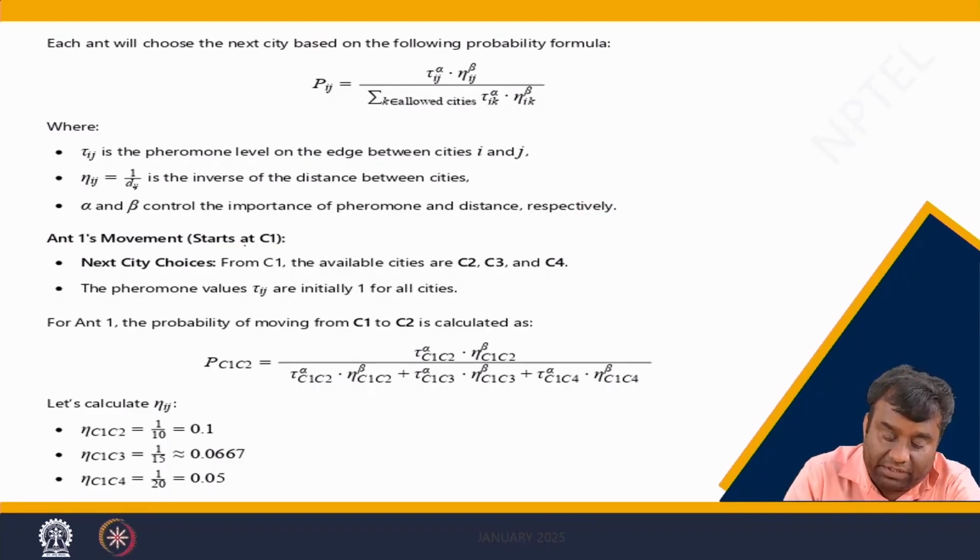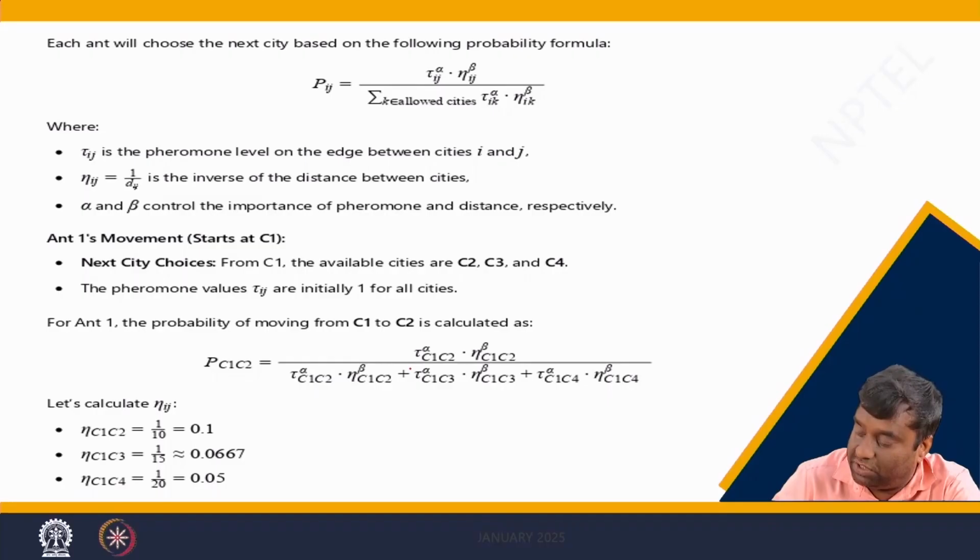So ant 1 movement starts at C1. The next city we need to choose by probability. From C1, the available cities are C2, C3 and C4, so we need to calculate this formula. P C1 C2 is tau C1 C2 to the power alpha, eta C1 C2 to the power beta, and the summation over C2, C3 and C4, because these are the allowed cities. Now eta C1 C2 is 1 by dij, so it is 1 by 10. For C1 C3 it is 1 by 15, and C1 C4 is 1 by 20.